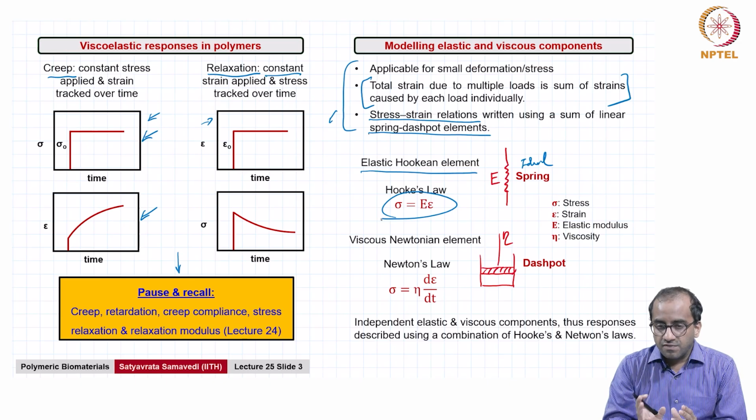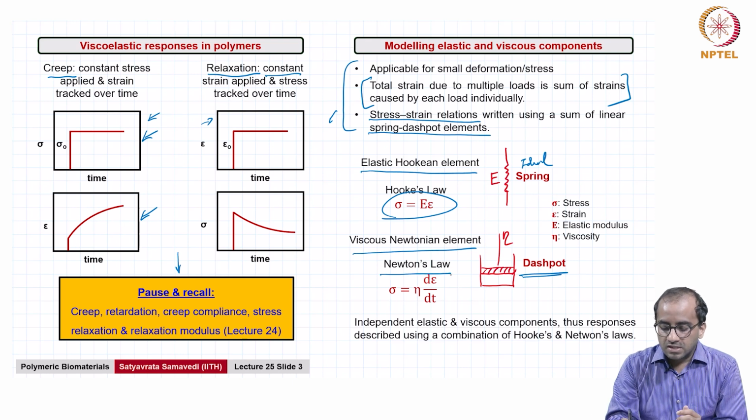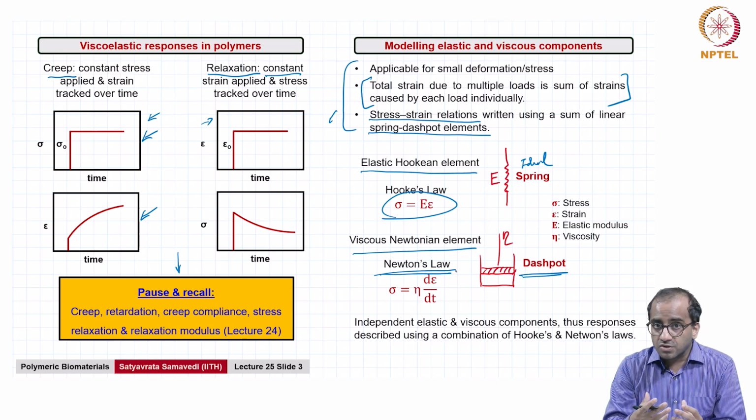And the viscous component, or the viscous Newtonian element, is modeled using a dashpot, essentially a piston with a purely viscous fluid inside, a shock absorber, if you want to think about it that way, as shown here. And in this case, it is governed by Newton's law, where the strain or the deformation itself is not critical here. What really matters is the rate of deformation. So, stress is proportional to the strain rate or rate of deformation, and that is what is given by Newton's law here.